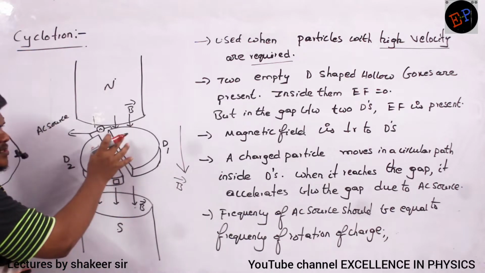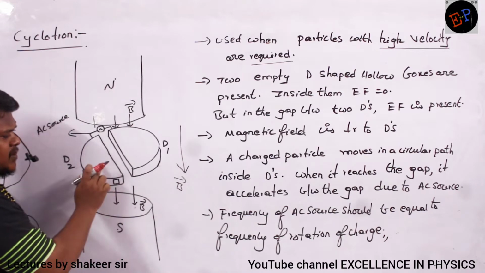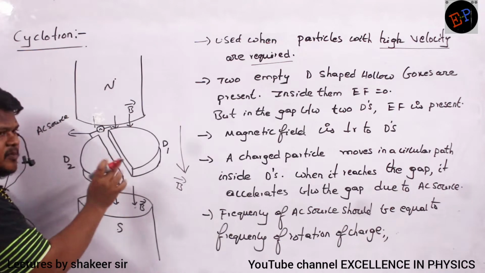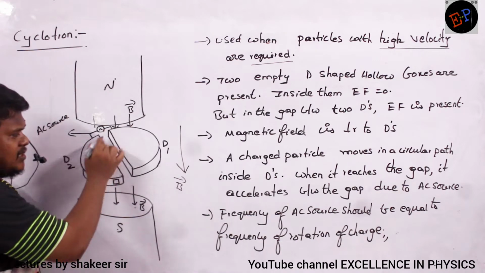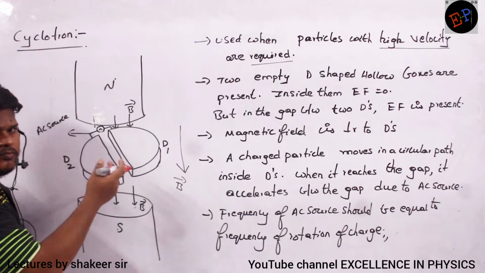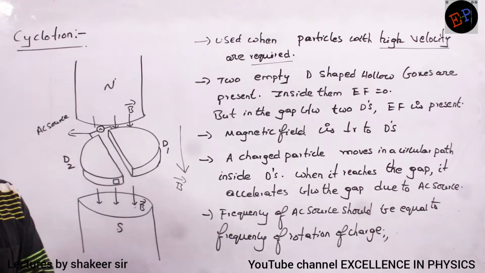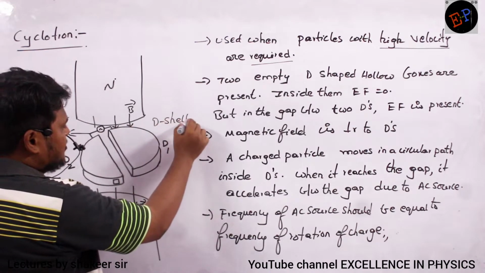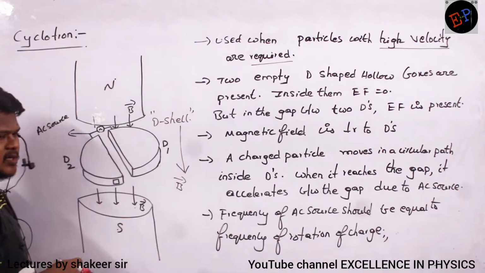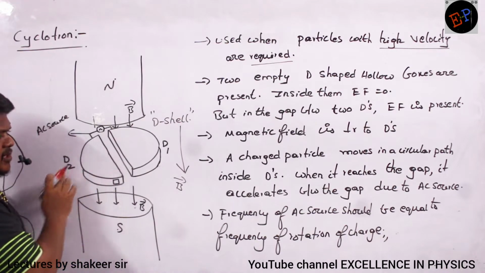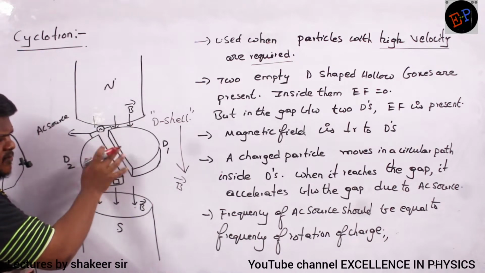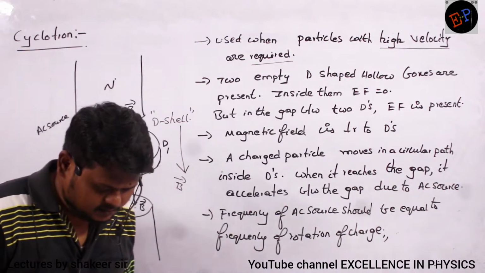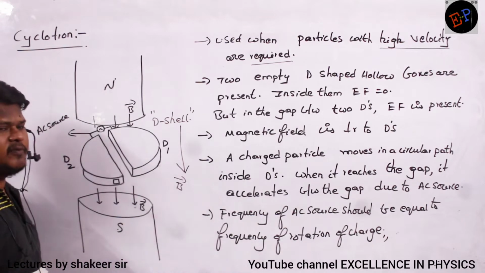Now, in this gap between the north pole and south pole, we are placing two boxes. What is the shape of the box? The shape of the box is D-shaped, and inside these boxes everything is hollow. It means you can call them D shells. This is one D shell. D shell means the shape is in the form of the letter D, and inside everything it is hollow. And this is another D shell. The purpose of placing the shells is that inside the shell the electric field will be zero.